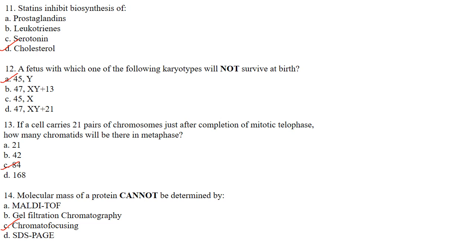A fetus with one of the following karyotypes will not survive at birth. So it is 45. Why? Because X chromosome is missing there, so it will not survive at birth.